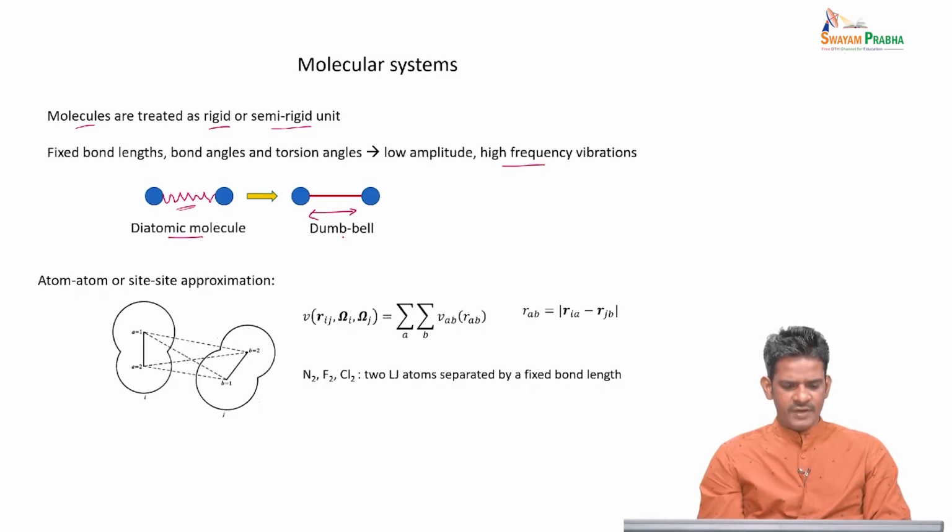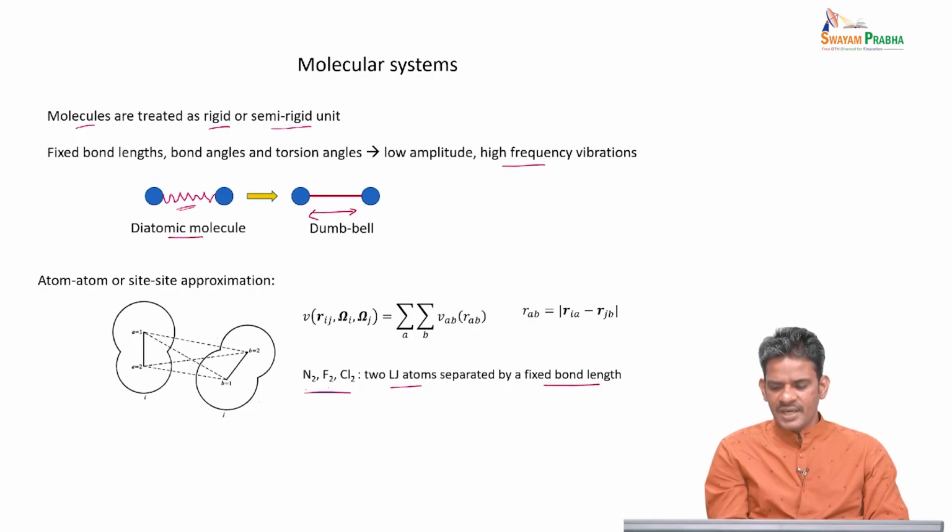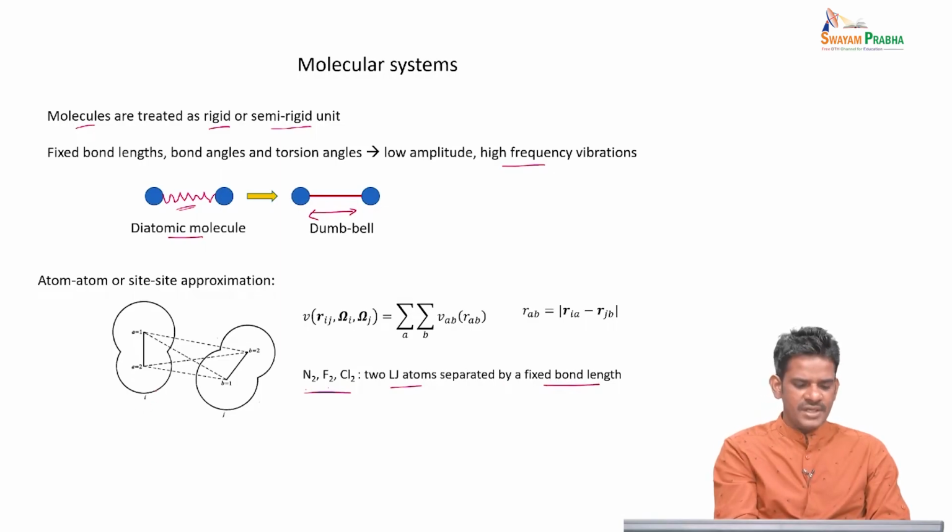And if you want to go beyond, you can also look at molecules like nitrogen, fluorine and chlorine, which are all diatomic molecules. These molecules have been modeled by fusing two Lennard-Jones atoms by a fixed bond length. So that is one example, shown here.